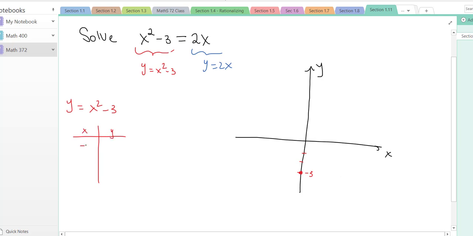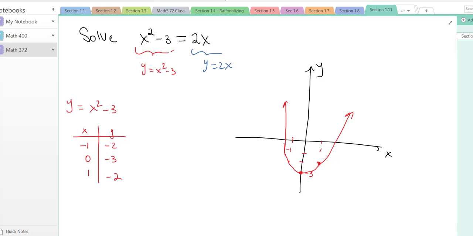I'm going to choose -1, 0, and 1 just to see what it does. So -1 squared is +1, minus 3, I get (-1, -2). We already know it's -3 at 0, that's the vertex, and at 1, we're going to get -2 again. So between -1 and 1, this is up at -2. And then we can draw our parabola to the best that we can. The parabola is somewhat sideways over here.